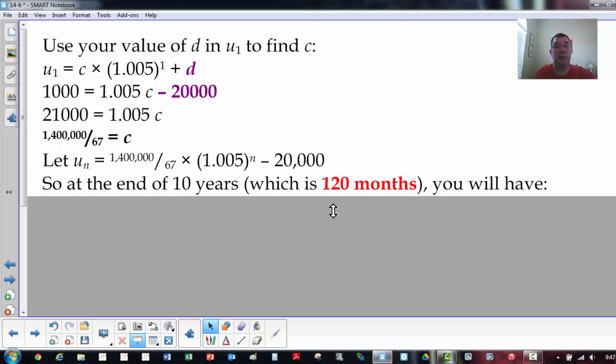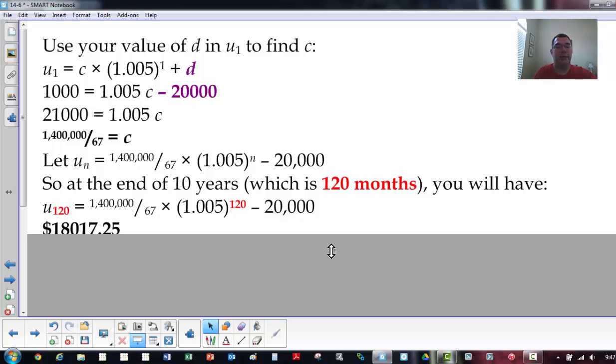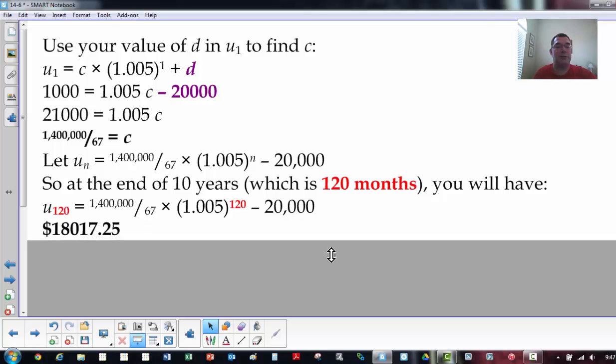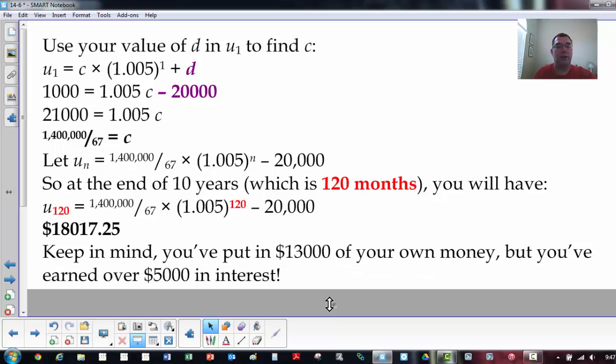So at the end of 10 years, which is what I was hoping to figure out, that's 120 months. So I look at the 120th term. That is 1.4 million divided by 67 times 1.005 to the 120 minus 20,000, and I get $18,017.25. Keep in mind that over the months I put $13,000 of my own money in there, so I've earned interest of $5,000, which is not too bad for 10 years, but nobody's going to retire in 10 years, so hopefully that will be worth a whole lot more.